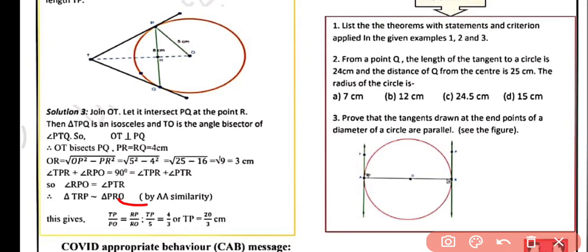So this will be equals to TP upon PO that we have as 5, that is radius of circle, and here RP is 4 and RO is 3. So after simplifying, we will get TP equals to 20 by 3 centimeter. So this is all about example number 3.